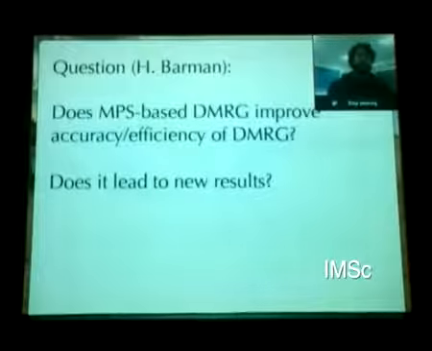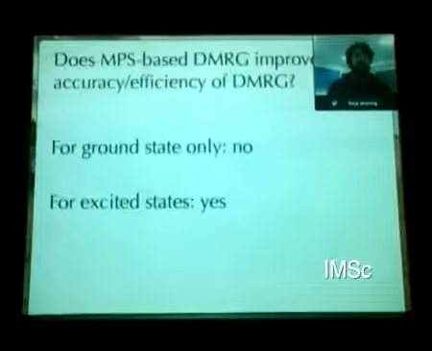And so then my final question, which I think is very relevant for yesterday's talk, is getting to the question of why do we really need MPS-based DMRG? More specifically, is it really a different method from the traditional DMRG, does it make more accurate calculations, lead to more efficiency, and also give qualitatively new results that you couldn't get some other way?